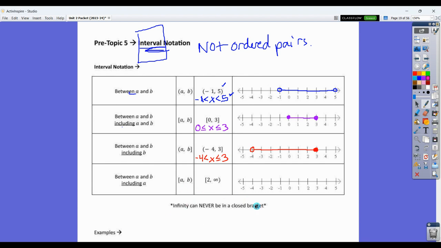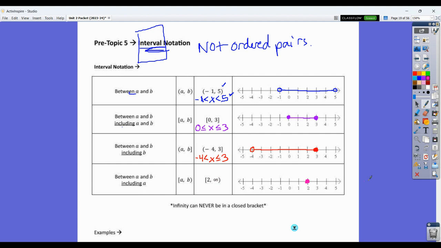Our last one here has between A and B, including A. If you include the first value, we have that square bracket here for A, and we have that parentheses for B. You see your example here, and we actually have infinity involved here, so we got a little bit of a different thing. We are going to put a closed circle on 2. That's where we are starting, and an open circle on infinity. Now you never get to infinity. So infinity means we're going to have an arrow.